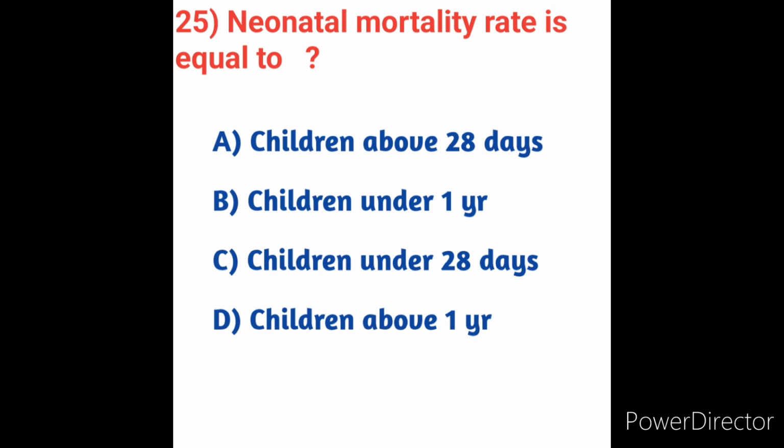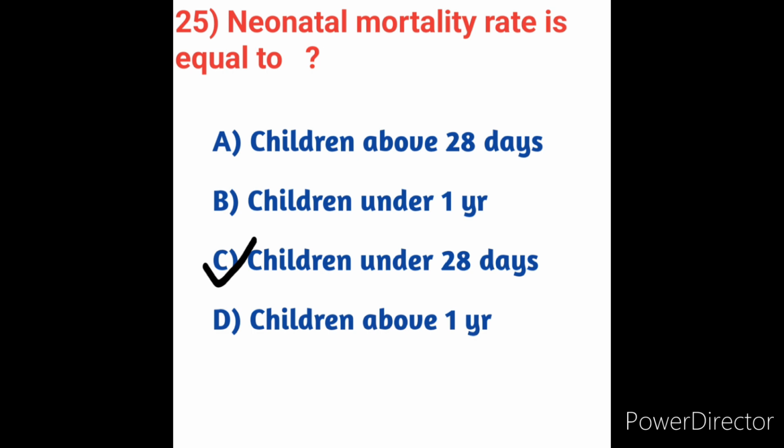So what is the calculation of neonatal mortality rate? The calculation of the NMR is the number of resident neonatal deaths divided by the number of resident live births, multiplied by 1000. The causes of neonatal mortality are preterm births, intrapartum related complications, infections and birth defects, which are the leading causes of most neonatal deaths. So here option C is the correct answer.